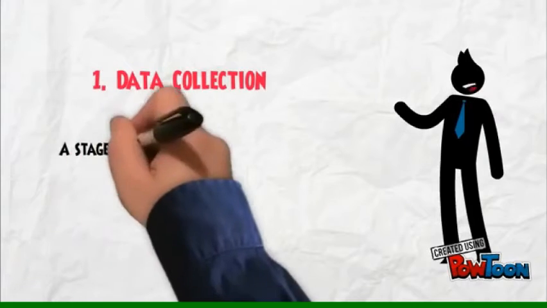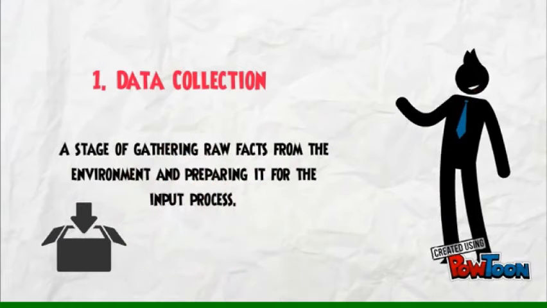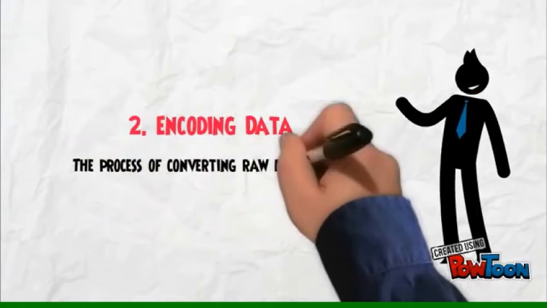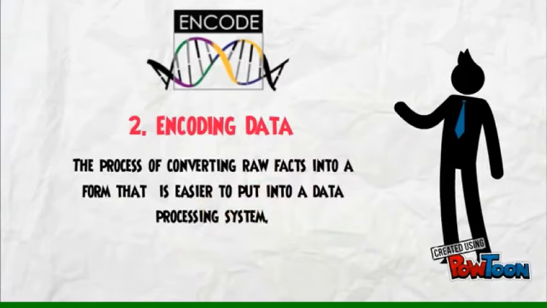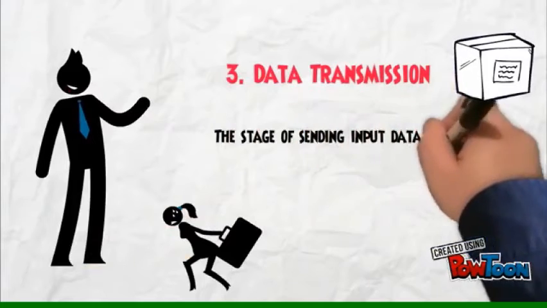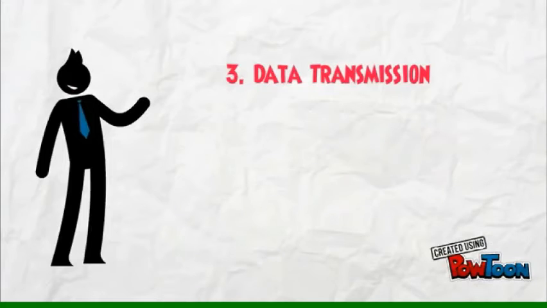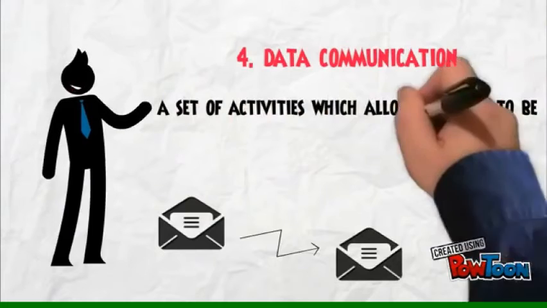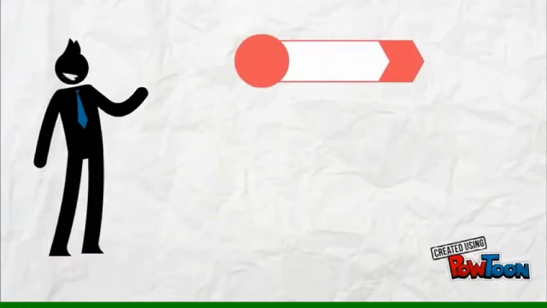Data collection, a stage of gathering raw facts from the environment and preparing them for the input process. Encoding data, the process of converting raw facts into a form that is easier to input into a data processing system. Data transmission, the stage of sending input data to the processor and carrying it across various stages. Data communication, a set of activities which allow data to be sent from one data processing system to another.